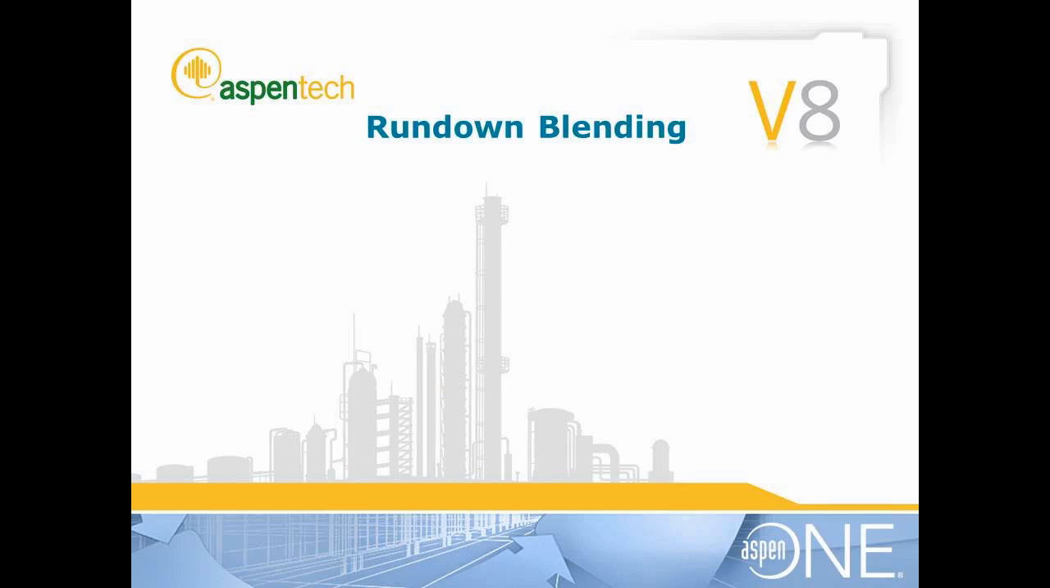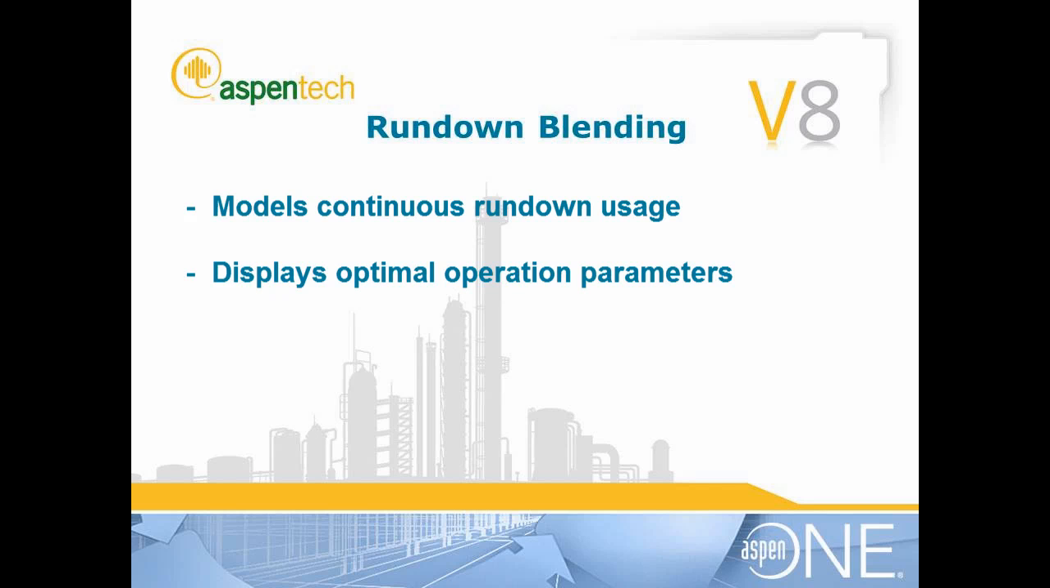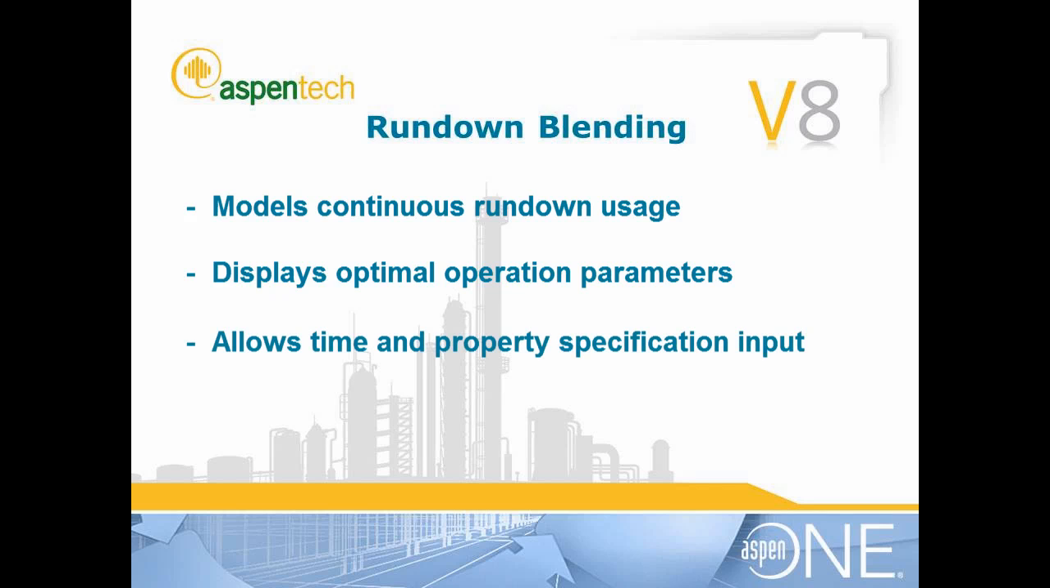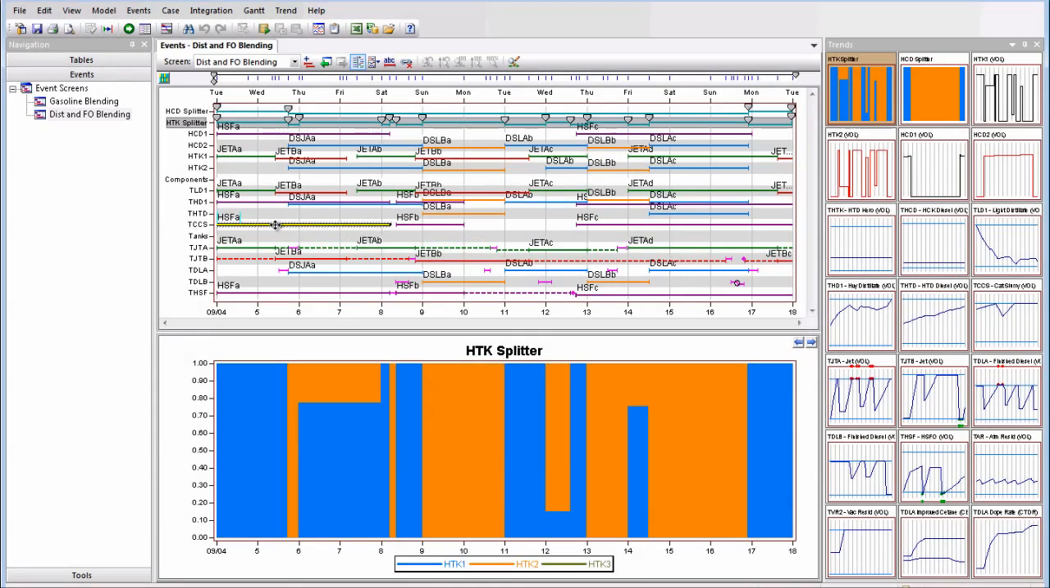Our new rundown blending feature allows you to model continuous use of all rundown components, view optimal operation parameters within specified inventory and tank constraints, see time and property specification commitments associated with products, and obtain a detailed optimized economic splitter results summary. Let's look at some of the specifics associated with rundown blending.